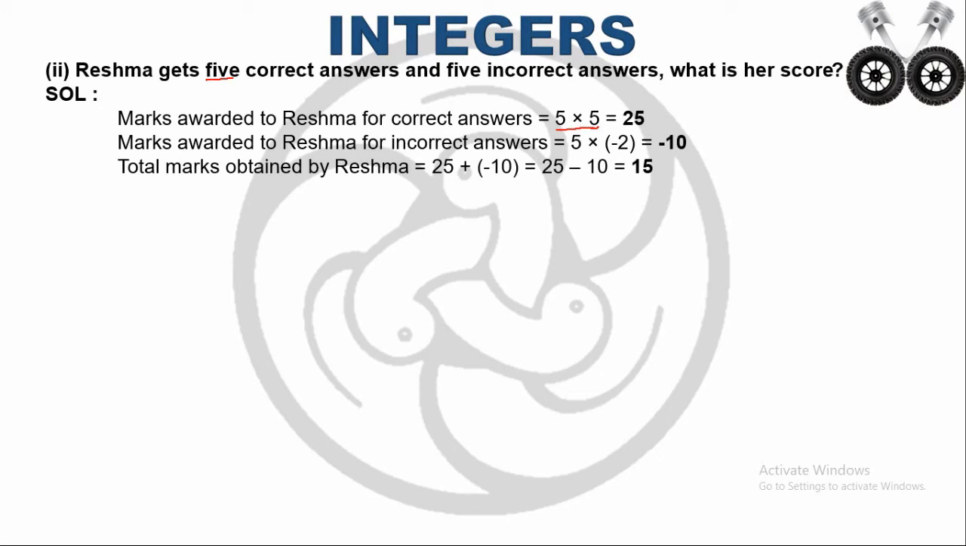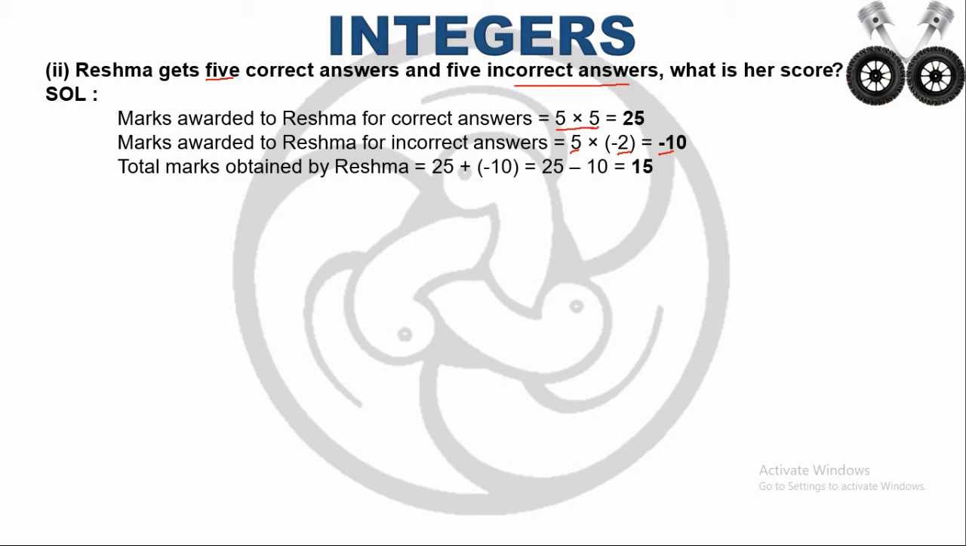Then incorrect answers. How many incorrect answers did Reshma write? 5 incorrect answers. What is the mark awarded for an incorrect answer? That is minus 2. So 5 into minus 2 equals minus 10. That is, the two integers have different signs. That means I have to put the negative sign. So minus 10.